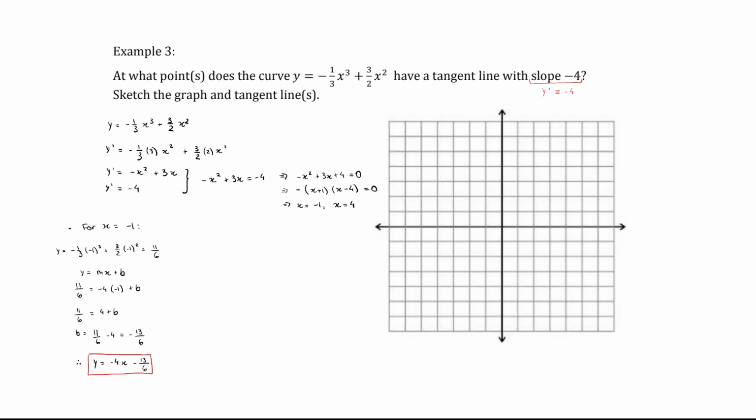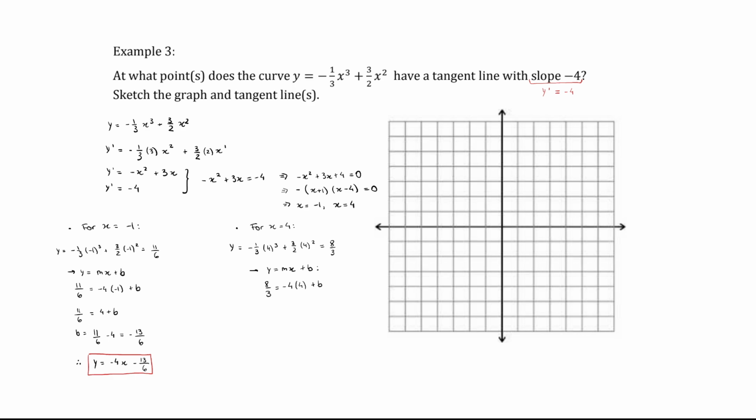And then for the second value of x, for x is equal to 4, the y value in this case is going to be given by negative 1 over 3, 4 to the power of 3, plus 3 over 2, 4 to the power of 2, which is equal to 8 over 3 after we simplify. And now again, we plug it into our y is equal to mx plus b form. So 8 over 3 is equal to negative 4 times 4 plus b.